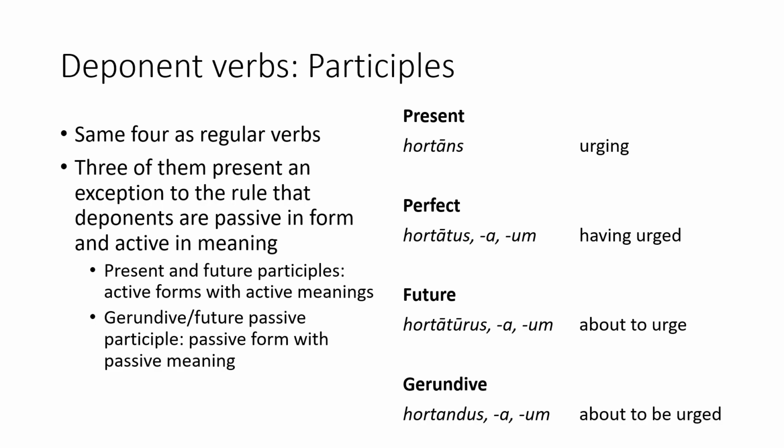Finally, translation-wise, the perfect passive participle is not translated as passive but active, so instead of having been verbed, it's just having verbed. The four participles of our sample verb hortor are hortans, urging, in the present active; hortatus, having urged, in the perfect passive; hortaturus, about to urge, in the future active; and hortandus, about to be urged or must be urged, as the gerundive / future passive.